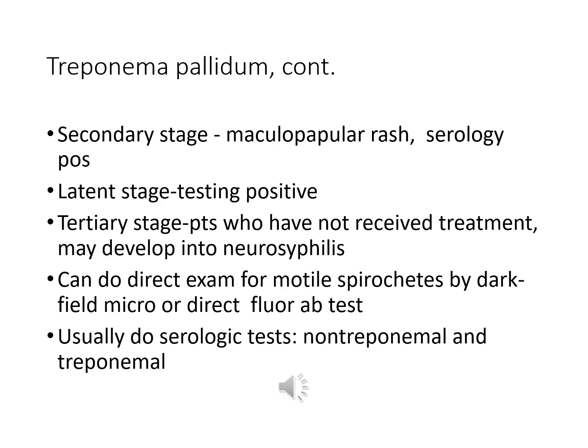You can do a direct exam for motile spirochetes by a dark field microscope or a direct fluorescent antibody test. You're going to have the specimen from an area of infection. However, normally the testing for syphilis is serologic testing, and those are divided into what we call non-treponemal and treponemal testing.